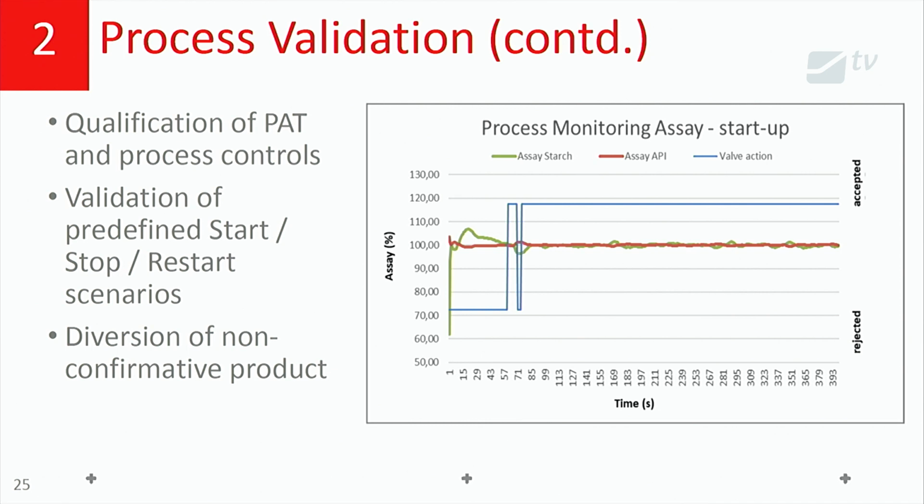So we started where we have a high disturbance in the API assay, and then that was okay. And green, you see the starch, it went up and then it went down, and the valve just reacted on that. So what we then did as a consequence, we defined, not only based on this data, but based on much more data, a certain time that is needed until the system is running in a steady state.